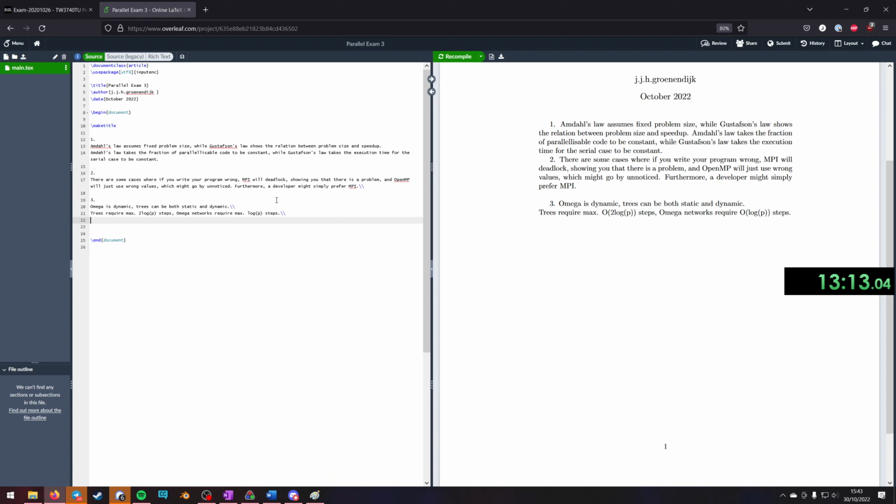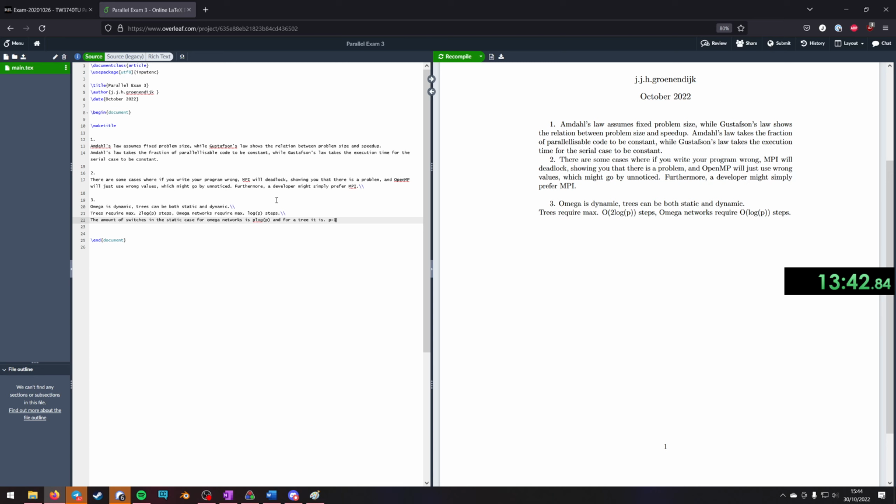What else is there? The amount of switches. The amount of switches in the static case for omega networks is p log p, and for a tree it is... Oh, that's actually really funny. It's p minus 1.